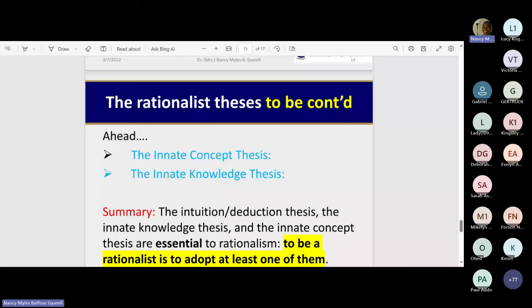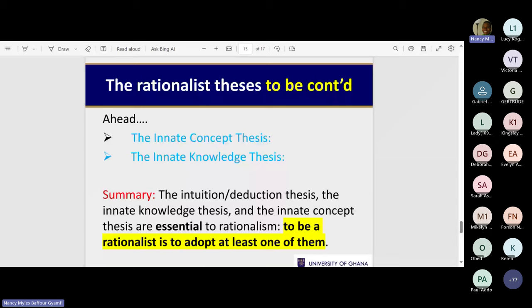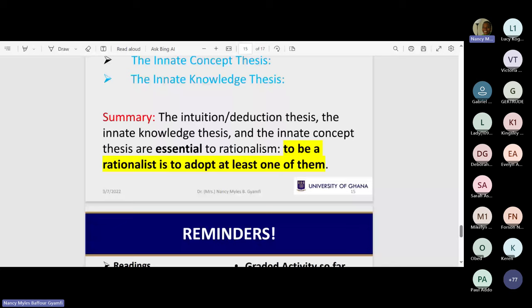Get ready to write. I've seen a hand up, I'll take it. The next one will be on the innate concept thesis, which is a younger brother to the innate knowledge thesis, because the concepts are what come together to form knowledge. But we will work on that one next week. I just put a summary there for those who may be interested. The intuition deduction thesis, the innate knowledge thesis, and the innate concept thesis are essential to rationalism. To be a rationalist is to adopt at least one of them.